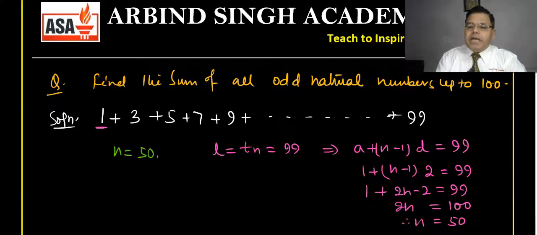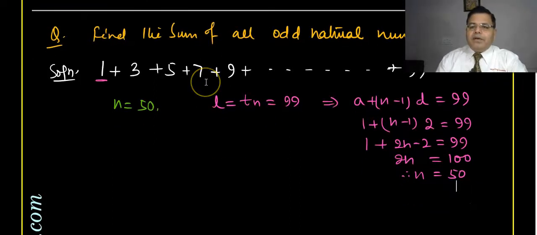You can calculate this n by using this one also, because 1 minus 2 is minus 1, and minus 1 will come this side, it will be plus 1. So 99 plus 1 is 100, n is 50. So you can calculate the number of terms in this way. Now, because you have knowledge of a, n, and d, you can apply any one of the formulas.